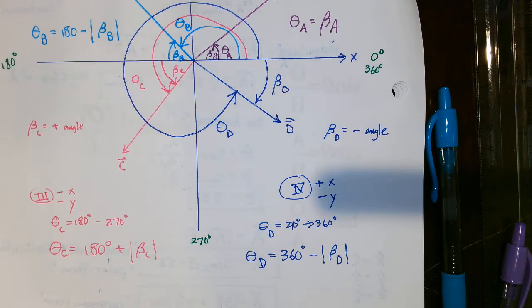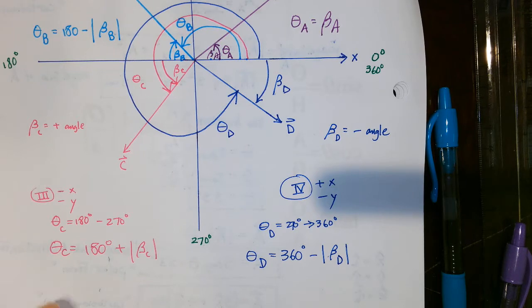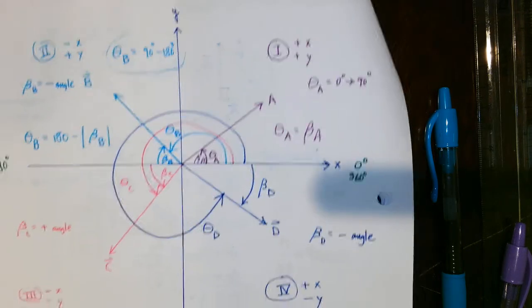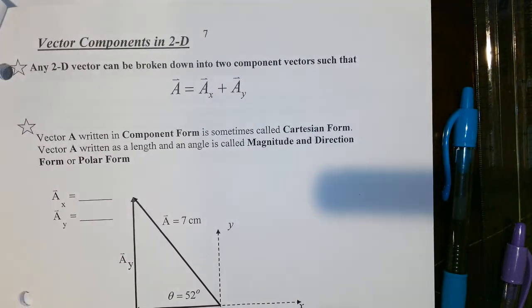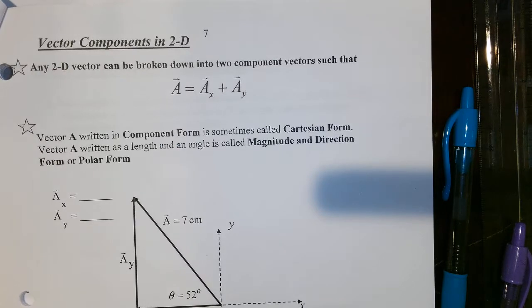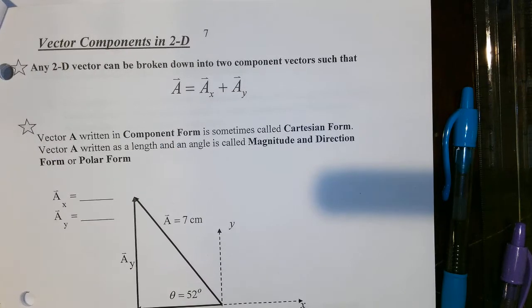So now let's take a look at page 7. Again, this is just a review. I have this posted up on Schoology if you want. On page 7, any 2D vector can be broken down into two components. We just talked about that.